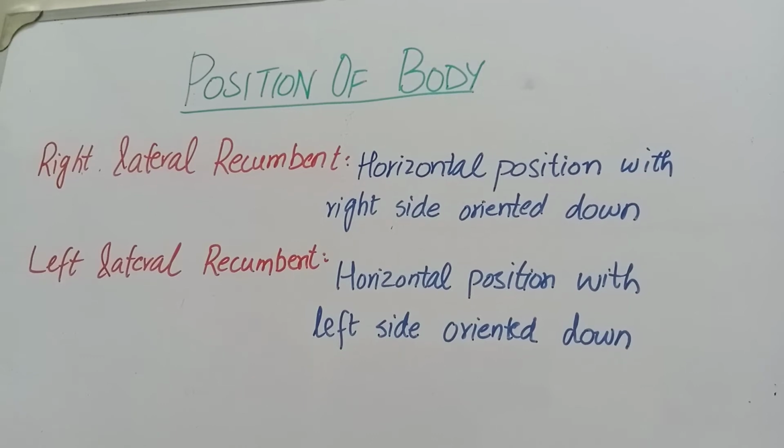The right lateral recumbent position is the horizontal position with the right side oriented downward. It means that the patient is lying on their right side. The left lateral recumbent position is a horizontal position with the left side oriented downward, which means that the patient is lying on their left side.